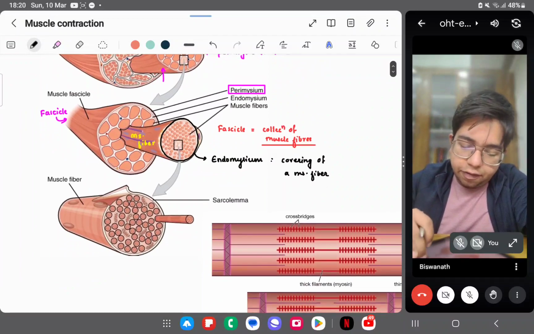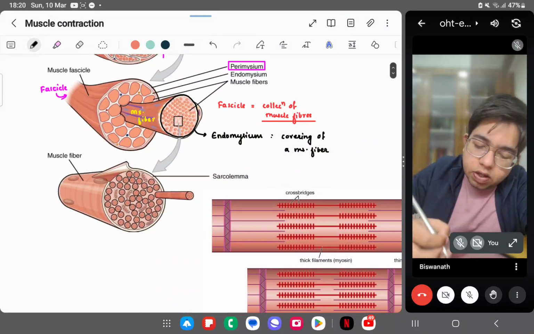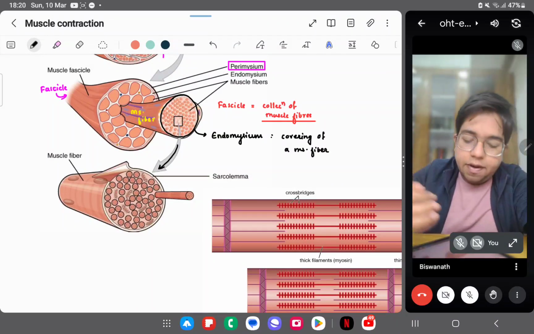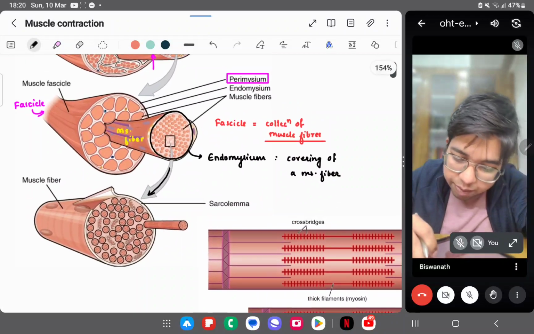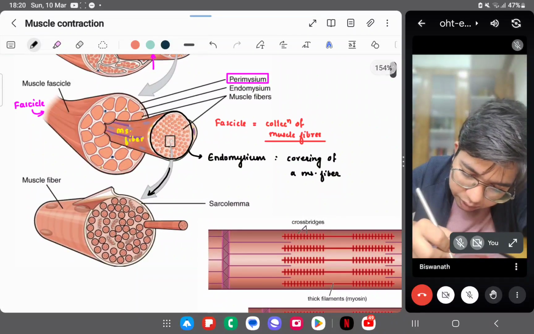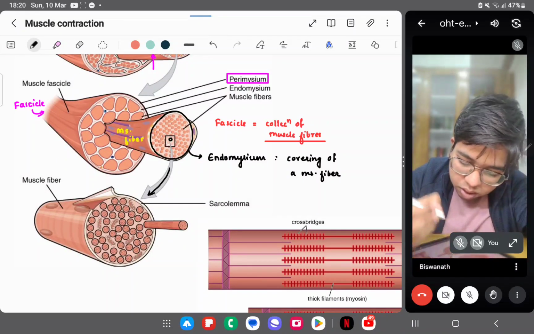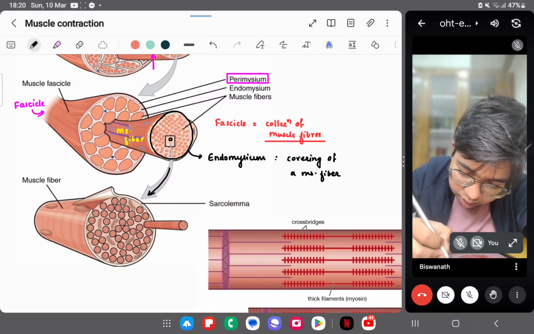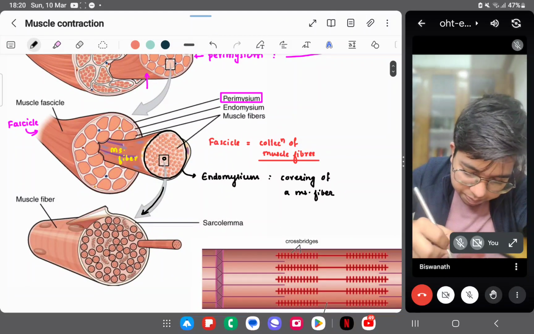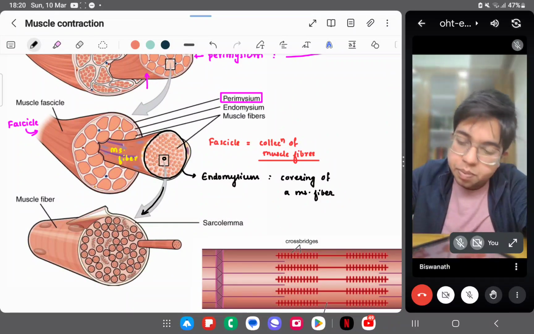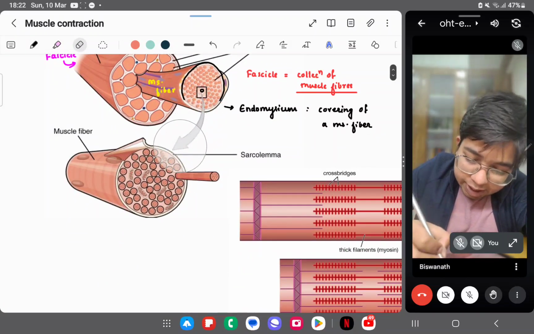And if we take out a muscle fiber, in totality, here we took out a muscle fiber, and we are seeing a single muscle fiber here. Just visualize. So now here we are seeing the muscle fiber.